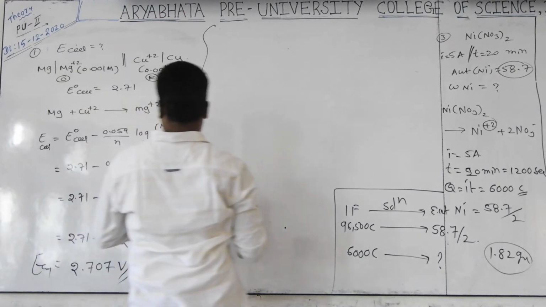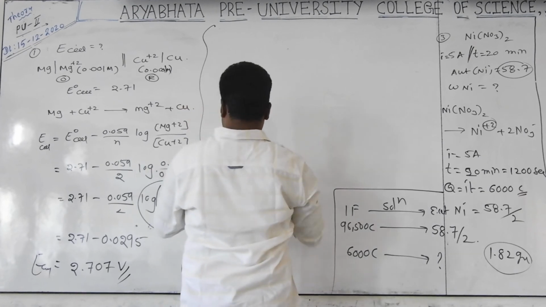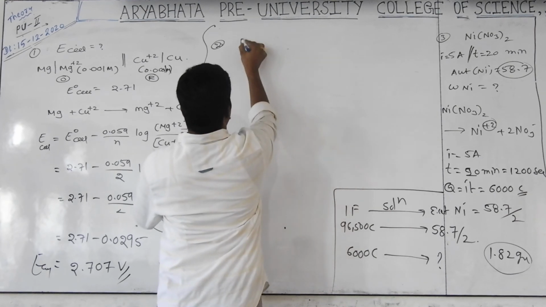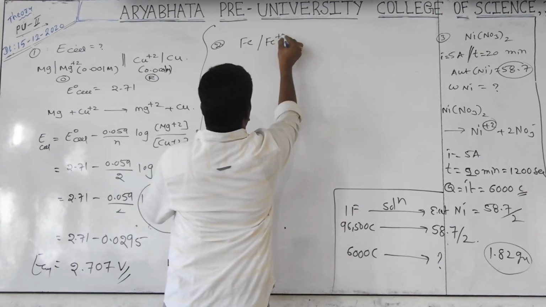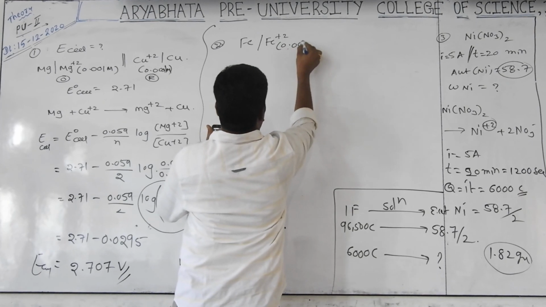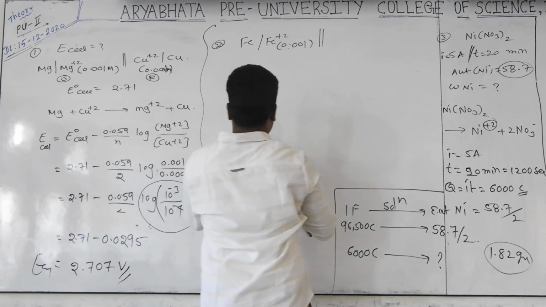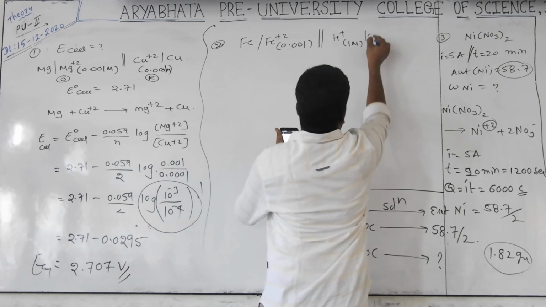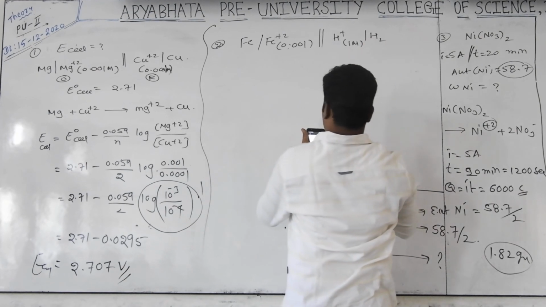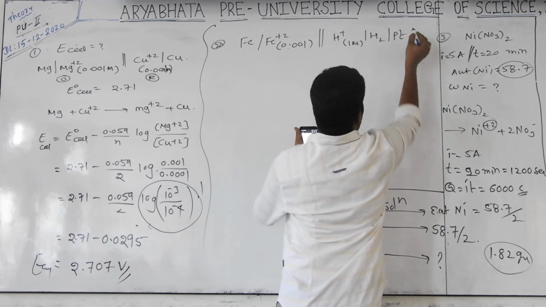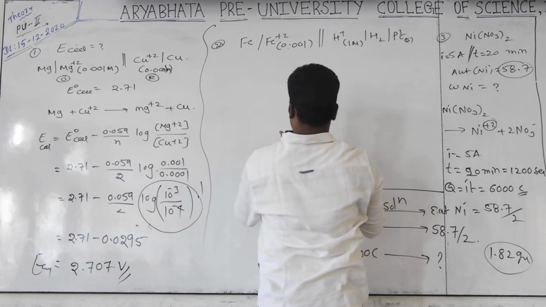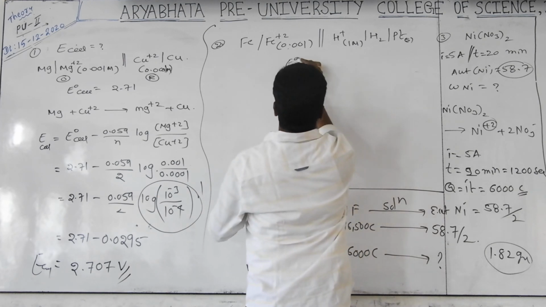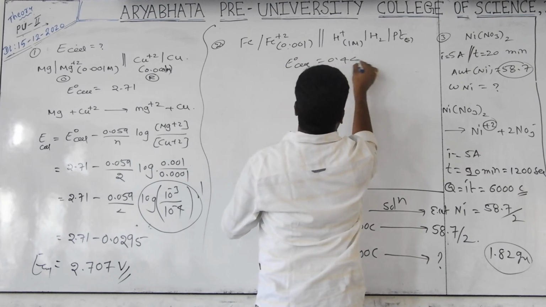Can I give a similar question? Just see what comes. Fe into Fe plus 2. Its concentration is 0.001, salt bridge. And H plus into H2. H plus 1 molar into H2 gas. And given platinum as an electrode, the solid, that is a representation, let it be. The standard EMF of the cell is given as 0.44.